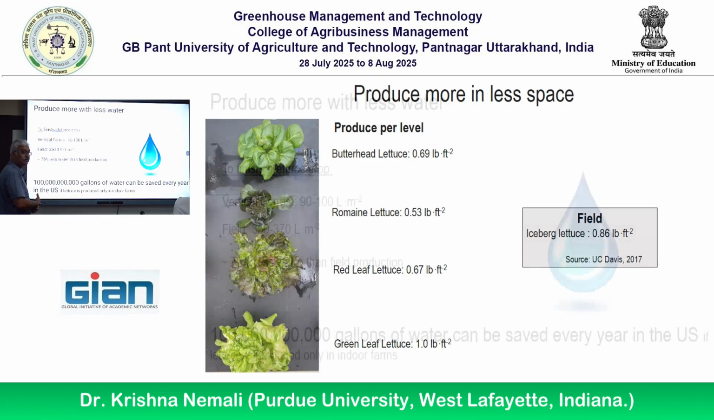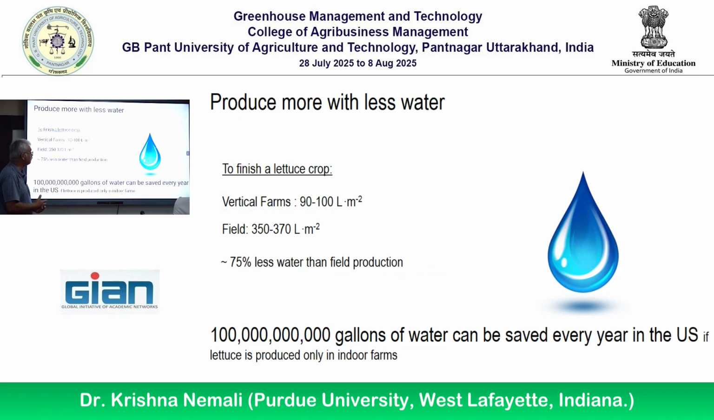That's the point here. Big savings on water. For example, you can see here, to finish a lettuce crop, or even spinach, or amaranth, some of the leafy greens, vertical farms take approximately 90 to 100 liters per meter square. That's the amount of water you need to grow. Whereas for the field you need 350 to 370 liters per meter square.